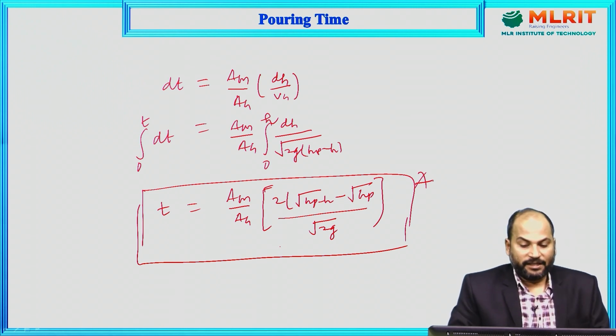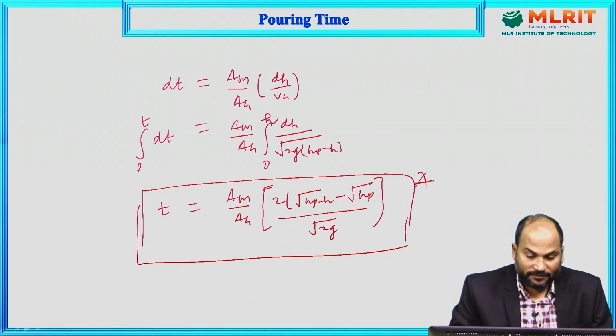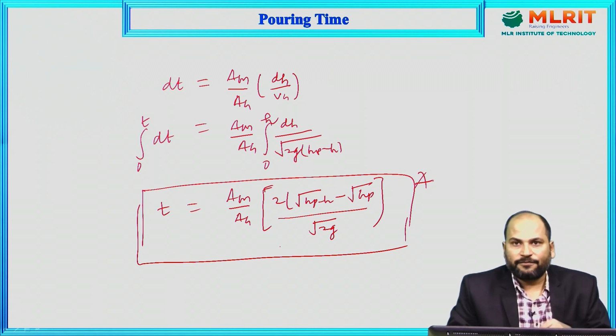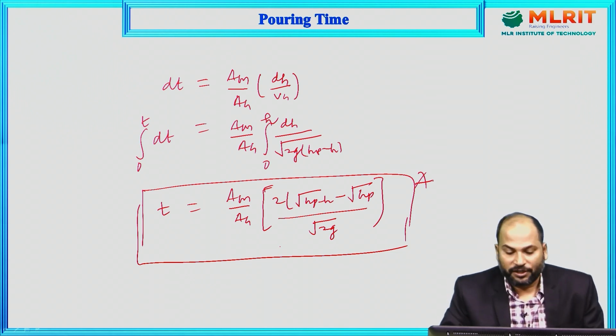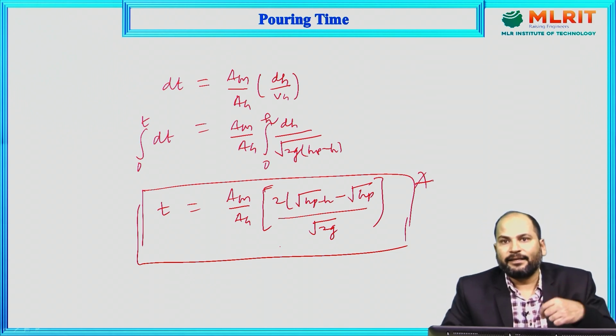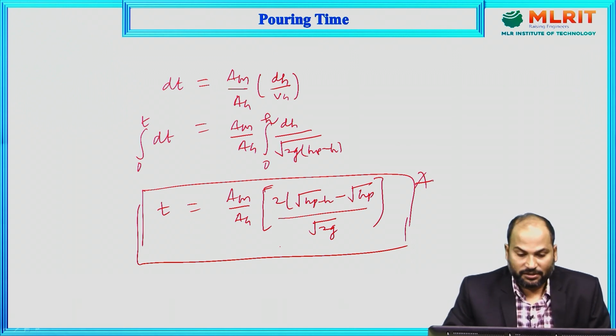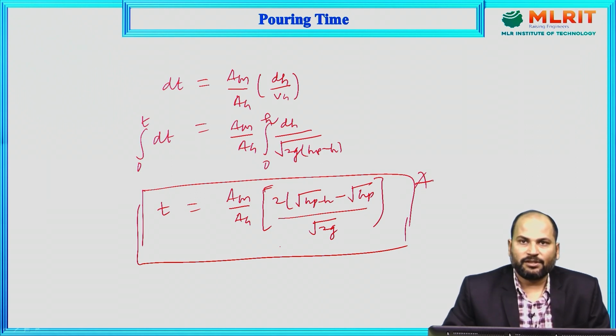So the filling time here in this case is: t is equal to area of the mold upon area of the gate, in bracket twice under root Hp minus H, where Hp is the height of the gate from the top of the pouring basin and H is the height of the liquid in the mold cavity, minus under root Hp, upon under root twice g. So this is the final expression. These are the two expressions. This is all for today's lecture. We will next come with some numericals based on this, and then we will come to the next topic of the gating system. Thank you.